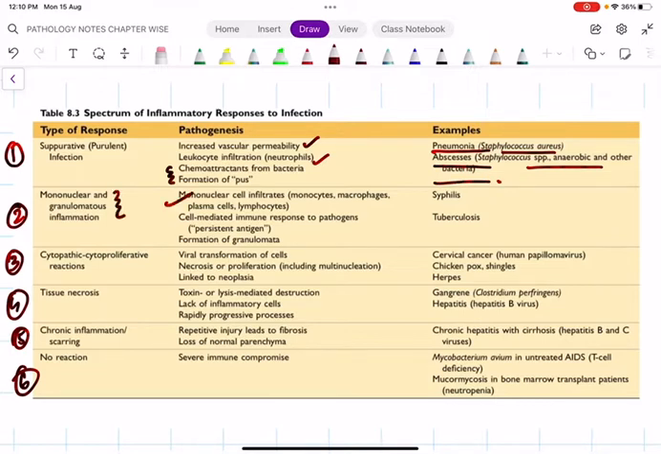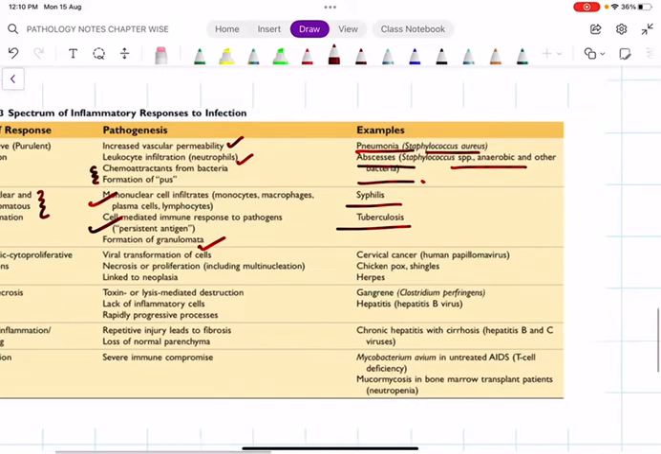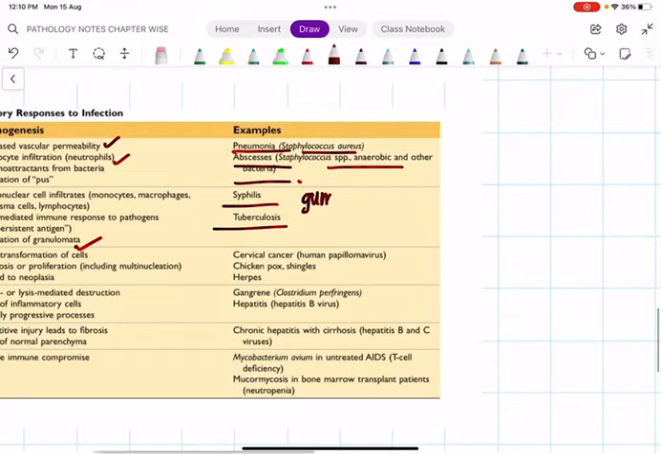Then mononuclear granulomatous inflammation: by mononuclear cell infiltrate, cell-mediated immunity, formation of granuloma. Do you know what is the type of granuloma in syphilis? Can anybody remember? It is gummatous.